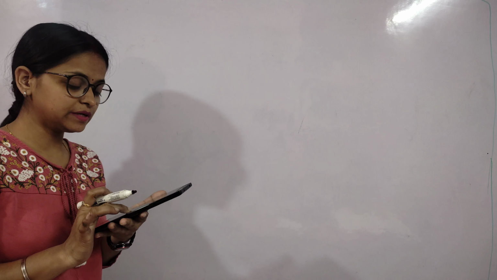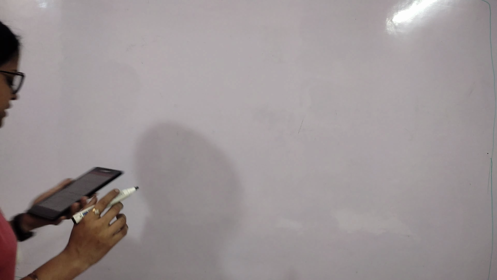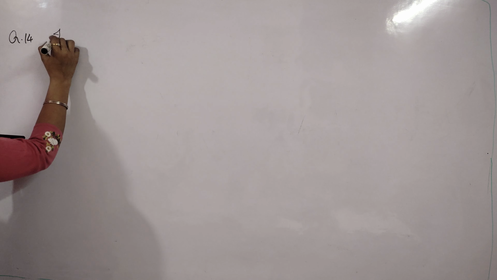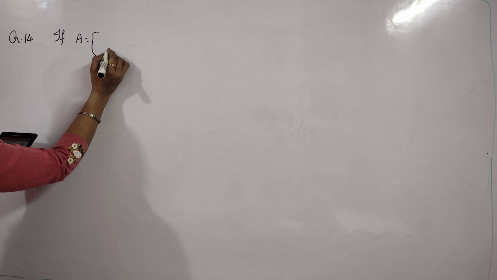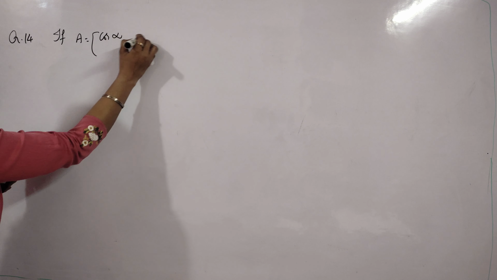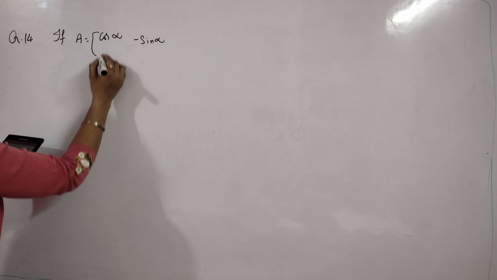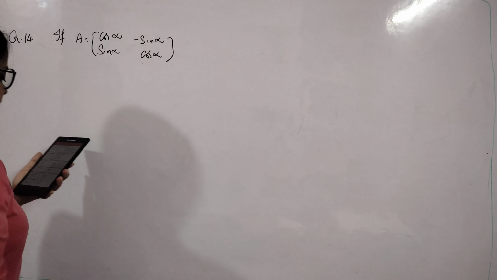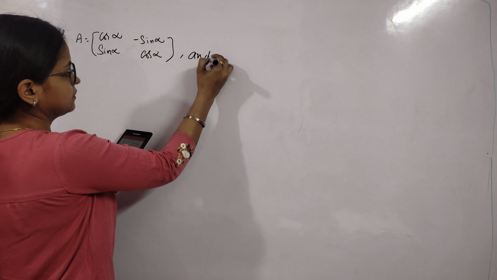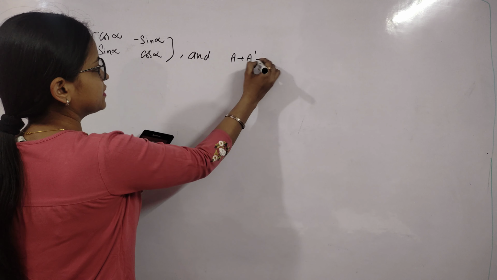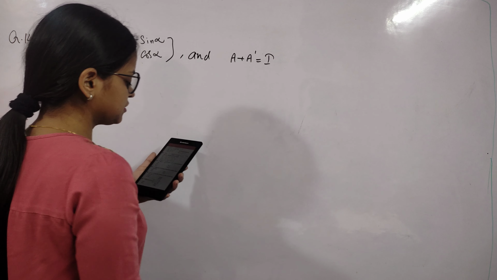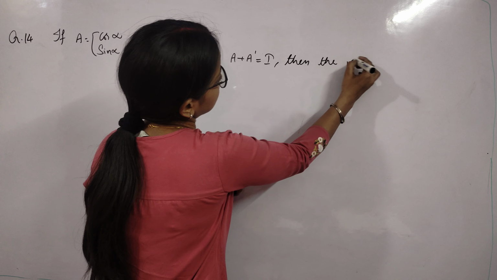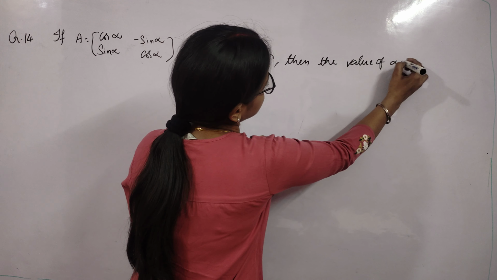Let us solve the next MCQ question of matrices chapter. The given question is, if A is equal to the matrix [cos alpha, minus sin alpha; sin alpha, cos alpha], this is the given matrix, and A plus A dash equal to I. I is the identity matrix. Then the value of alpha is what they are asking.